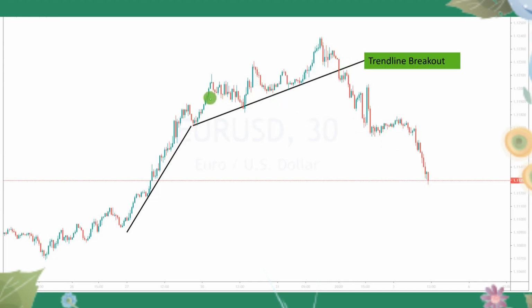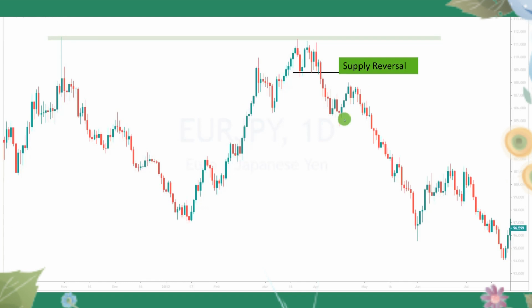So it can already be a good heads up once the trend angle really goes down, and once the trend angle changes so much. But only after the breakout is happening, that's when you really look at potentially high probability trading opportunities. And here we have a supply reversal.